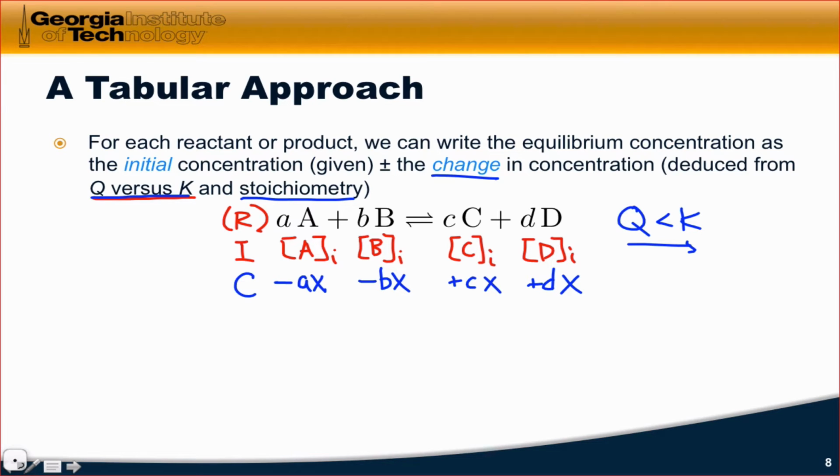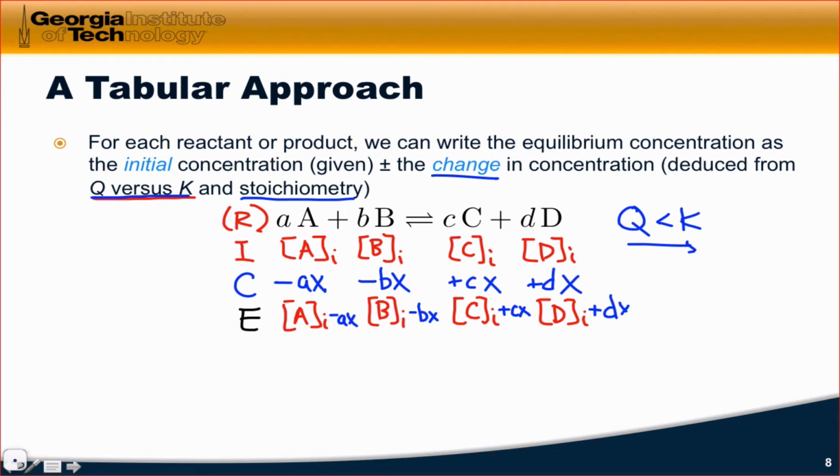Finally, to write the last line, the equilibrium line, we simply sum the two. The initial concentration of A minus the change in the concentration of A. The same thing for reagent B, same idea for reagent C where we're adding now, and finally the same idea for reagent D where again we're adding since moles of D are appearing because the reaction is going forward according to Q less than K.